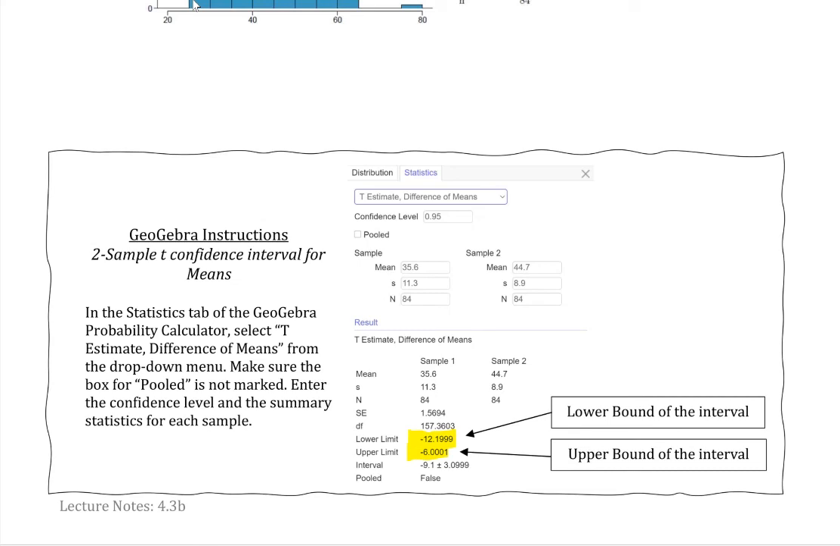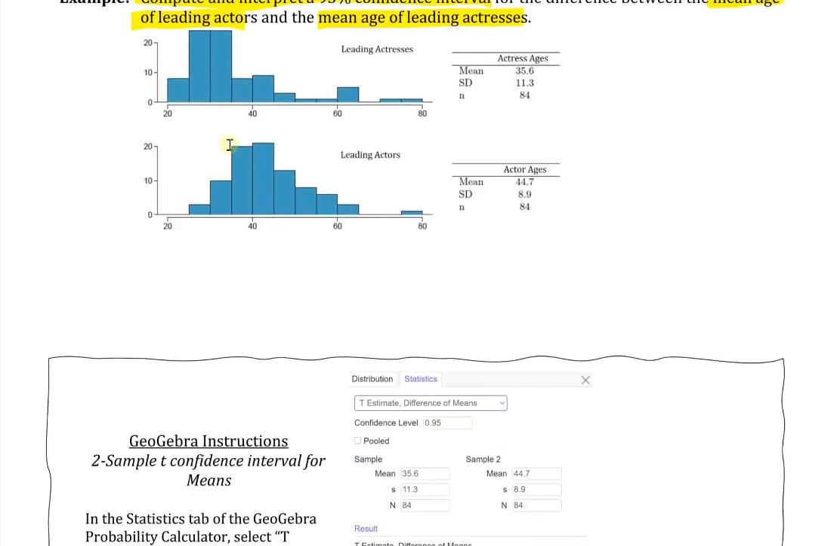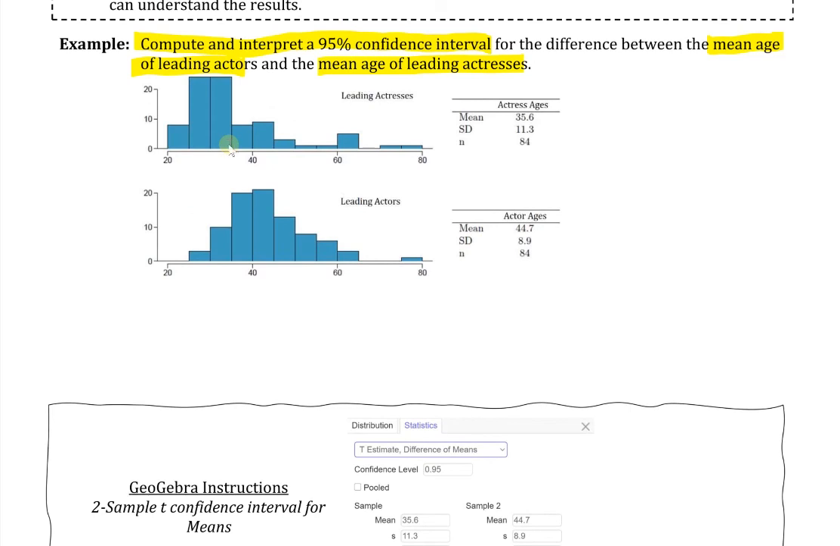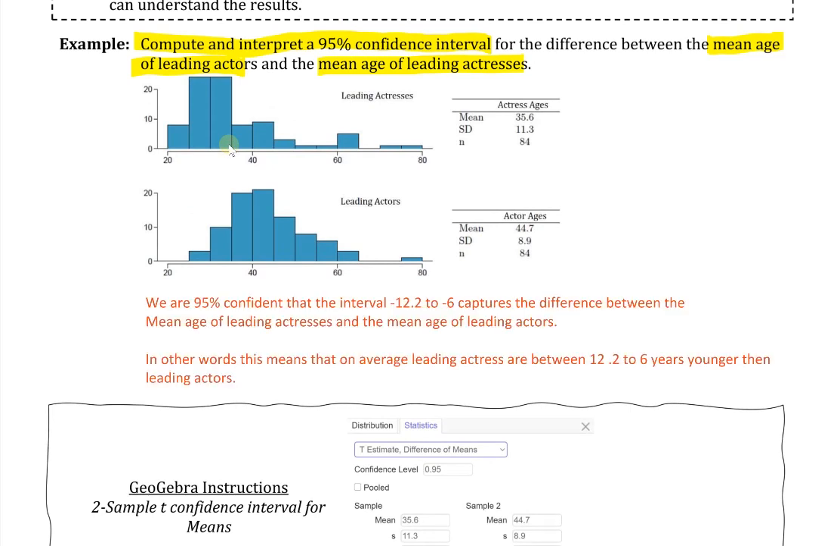So now let's give a conclusion in context of the problem we're looking at. We can say that we are 95% confident that the interval negative 12.2 to negative 6 captures the difference between the mean age of leading actresses and the mean age of leading actors. In other words, this means that on average, leading actresses are between 12.2 to 6 years younger than leading actors.